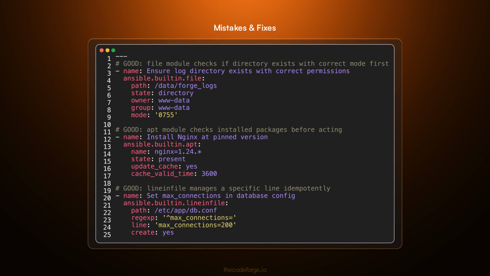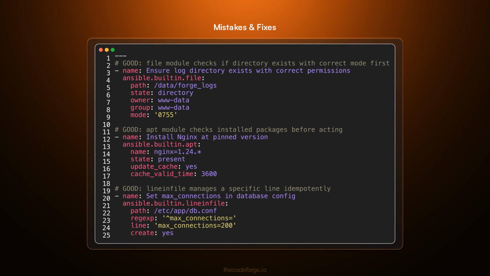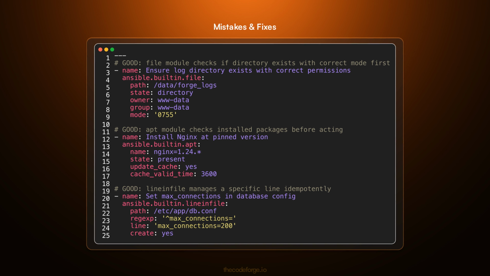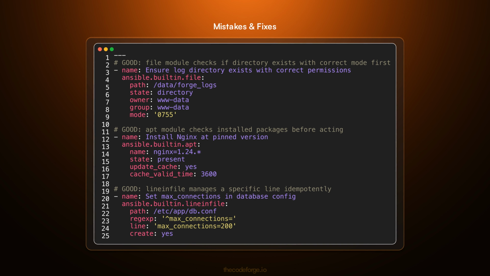Here are the production-safe alternatives. The file module creates directories idempotently. The apt module with a pinned version prevents silent upgrades. The lineinfile module manages a single line in a config file without appending duplicates. These modules exist precisely to eliminate the class of bugs the shell module creates.